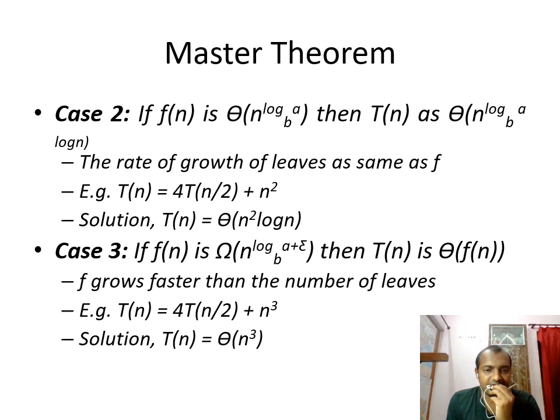For example, T of n is equal to 4T of n by 2 plus n cube. By comparing with the general equation, we find a is equal to 4, b is equal to 2, and f of n is equal to n cube. By putting these values in case number 3, we are left with the final solution T of n is equal to theta of n cube.